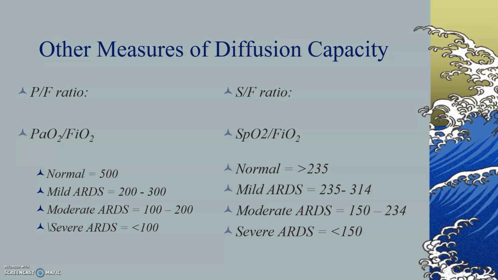There are other ways of measuring diffusion capacity, or the ability of gases to get from the alveolus into the blood. Two simple ones are the PF ratio, which is the ratio of the PaO2 to the FiO2. The FiO2 is measured as a decimal rather than a percentage. And the SF ratio, the ratio between the SpO2 and the FiO2. Okay, let's see if we can apply some of this now.